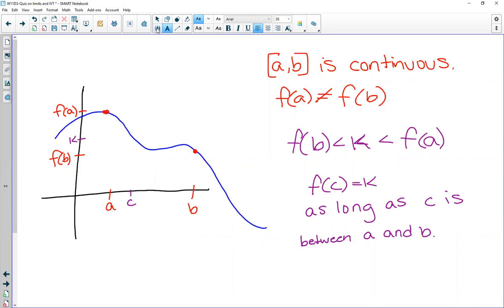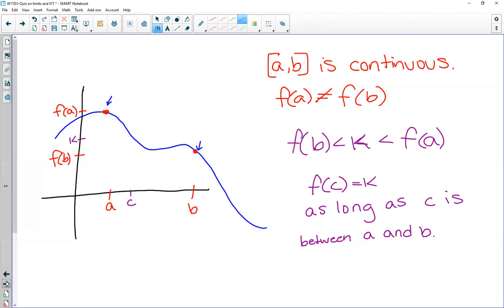So this is a pretty poorly drawn example, but it represents what we're looking for here. We know that the function here is going to be continuous on that closed interval [a, b]. There's no gaps, there's no jumps, there's no holes. We can also see that f(a) and f(b) are not equal. Because f(b) is less than k, which is less than f(a), I can state that f(c) is going to be equal to k as long as c is in between a and b. Essentially, all this says is that as long as this y value and this y value are different, then any value in between that is going to be an output for the function at some value c.